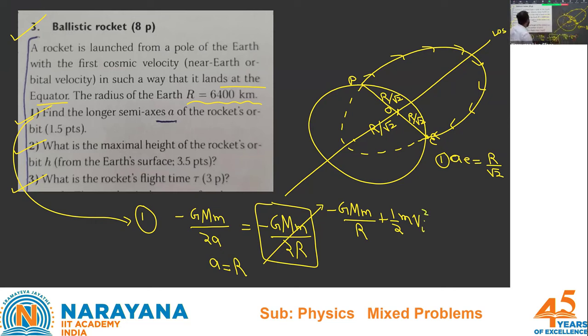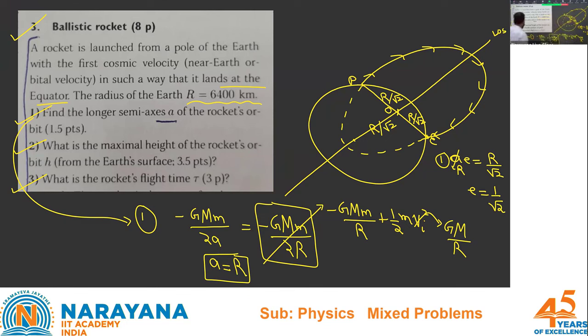And he has already said that you have thrown it with the first cosmic velocity. So by orbital term, V square is actually G capital M by capital R. So this becomes equal, and that tells me that A should be equal to R. And A being equal to R directly tells me that the eccentricity of this elliptical orbit comes out as 1 by root 2.